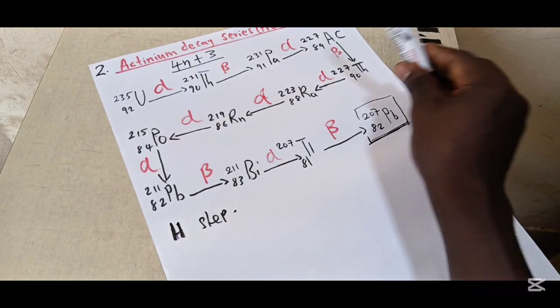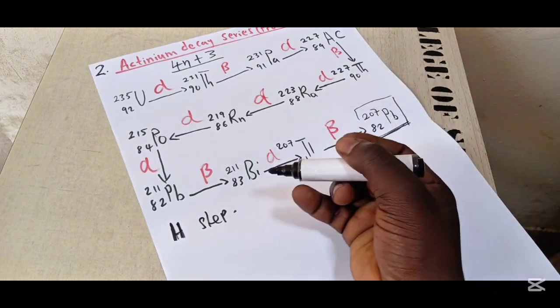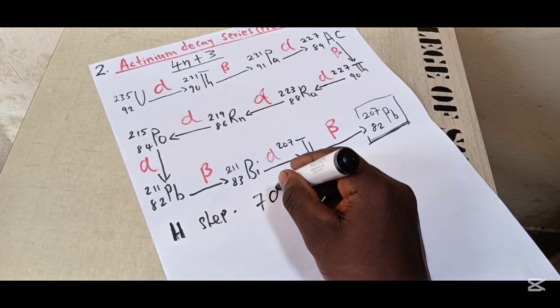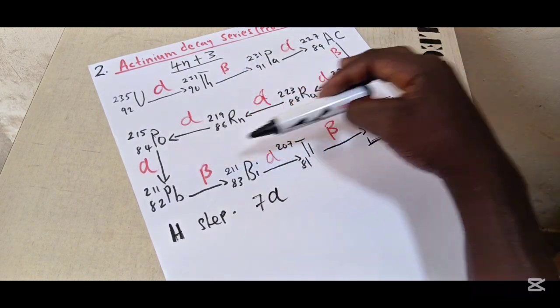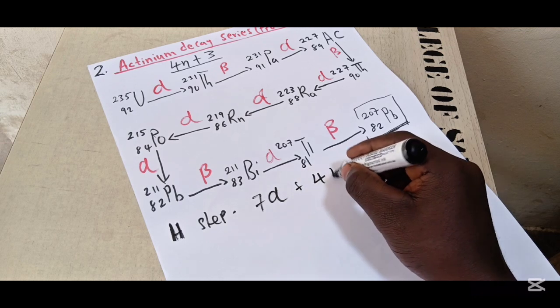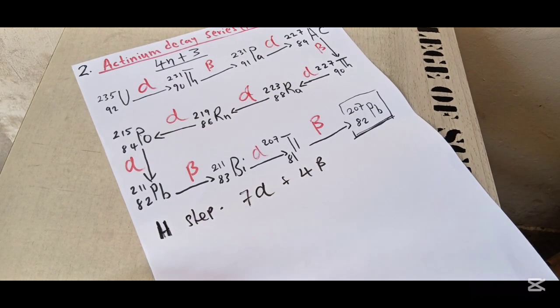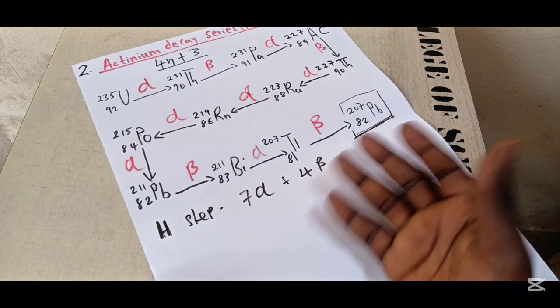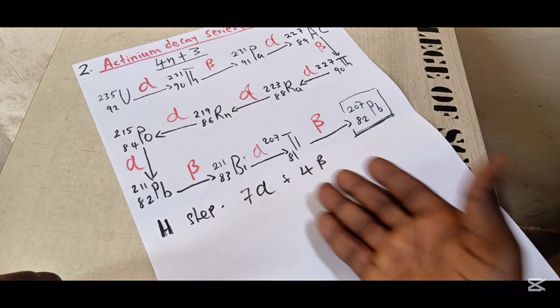So looking at alpha particles, we have 1, 2, 3, 4, 5, 6, 7. 7 alpha particles. How many beta particles? 1, 2, 3, 4. 4 beta particles. So now to write the overall reaction, we have to know the total number of beta and alpha particles involved, which we just found out.